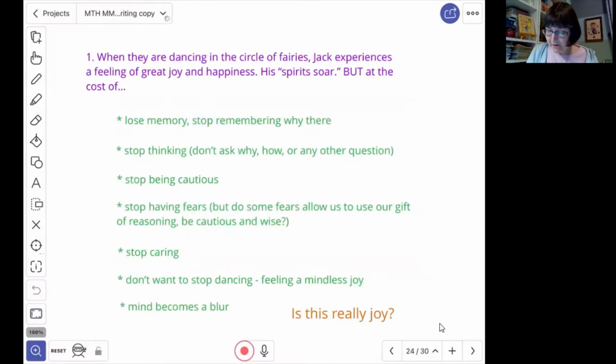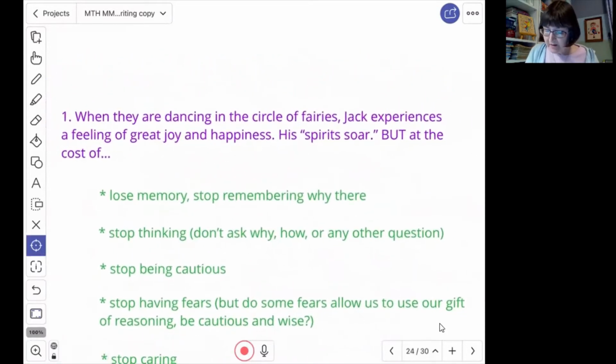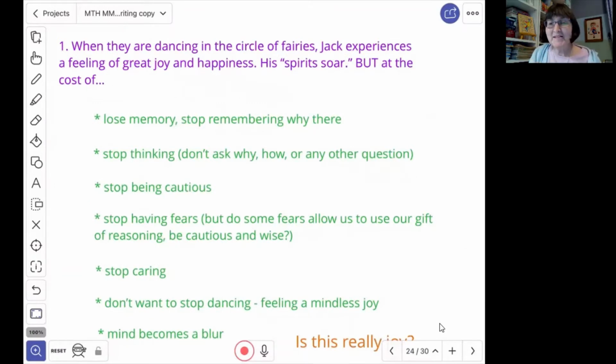Okay, up here in purple, it says when they are dancing in the circle of fairies, Jack experiences a feeling of great joy and happiness. His spirits soar. Do you remember we talked about when your spirits are soaring, you just feel so much hope and joy and great feelings. But at the cost of, think about the price that Jack paid for feeling that joy.